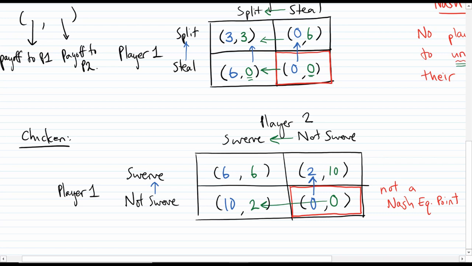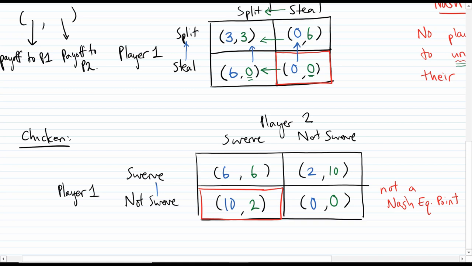So where are the Nash equilibrium points for this game then? Well, let's take a look at this square. Is player 1 incentivized to switch their option here? Well, if they switch from not swerve to swerve, then they're going to decrease their points from 10 to 6. And they would not like that. What about player 2? They're swerving currently. Are they incentivized to switch to not swerve? Well, if they do, they're decreasing their points from 2 to 0. So they would also not do that. So this point here is an equilibrium point, a Nash equilibrium point.